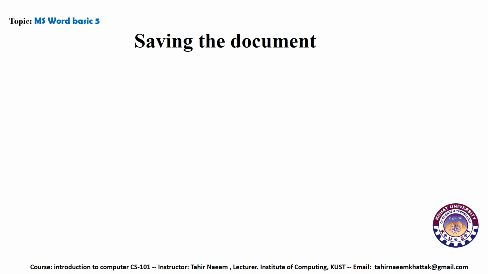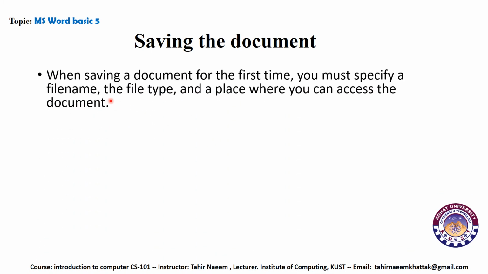Saving the document. When saving a document for the first time, you must specify a file name, the file type, and a place where you can access the document. So basically whenever we want to save the document for the first time, we have to specify where we want to save it, what file type and which extension it should be saved with, and also the area or place where it should be saved.